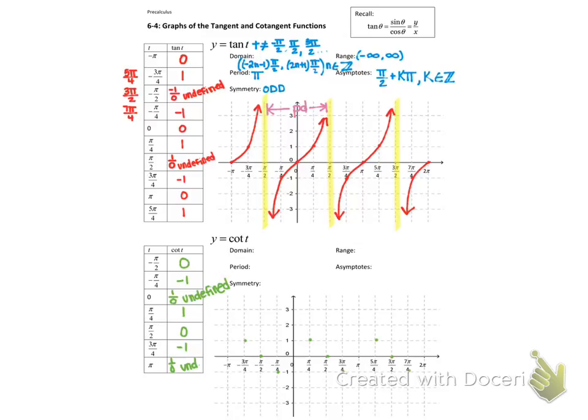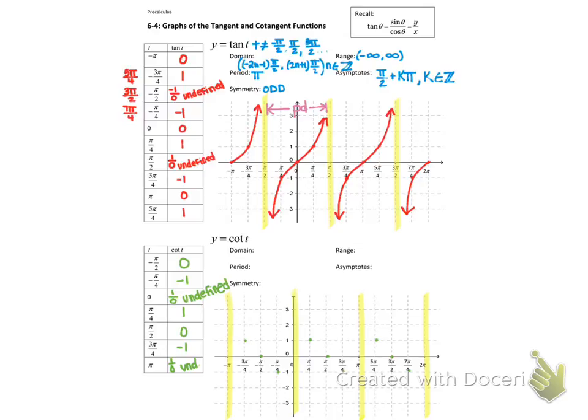And then if I kept my asymptotes going, I have an asymptote at negative pi, 0, pi, and 2 pi. So instead of every interval of pi over 2, now it's every interval of pi. So it's a little bit different.